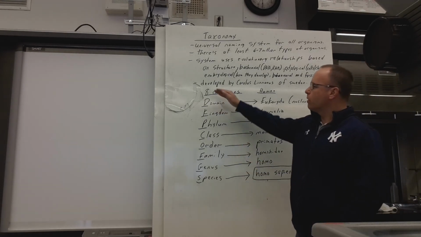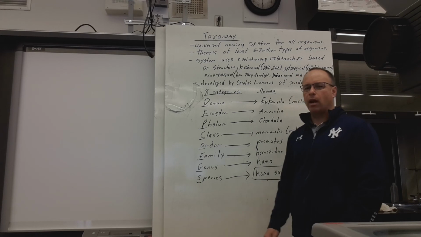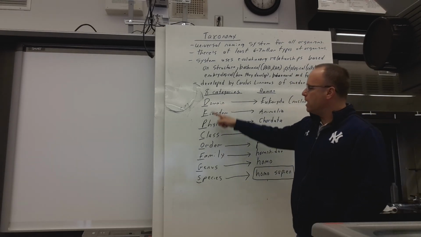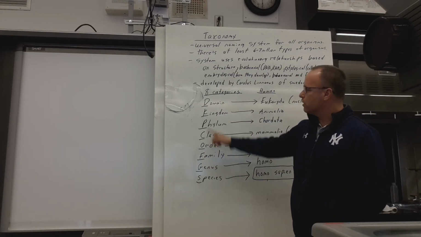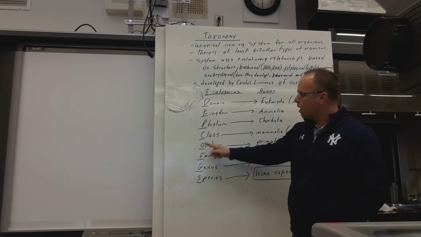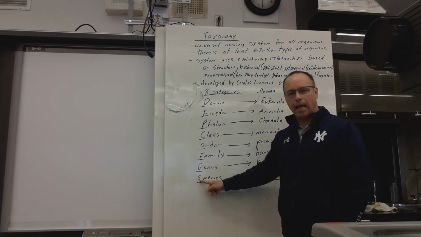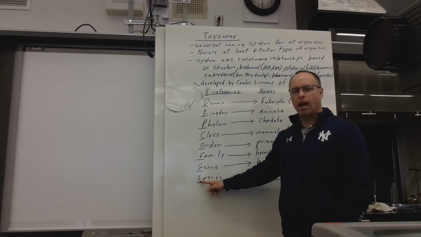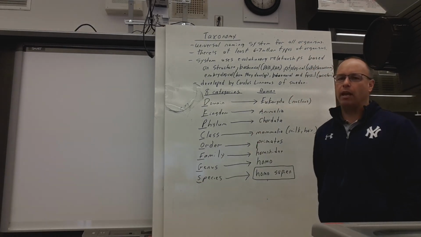Now, one of the ways to remember these categories in order, and we kind of do this with an acronym, DKPCOFGS: Does King Philip Come Over For Good Salad? All right, that's one way to kind of put that little naming thing in your head.